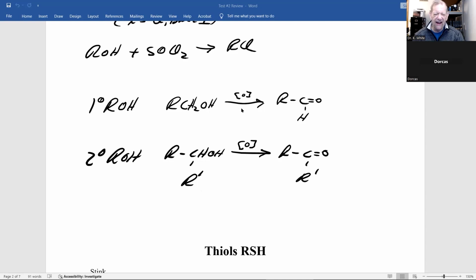And this O in a bracket is a general way organic chemists denote oxidation. I'm not asking you to learn the different oxidation reagents like potassium permanganate, potassium dichromate, and there are others. I'll just use that. Now, if you take a secondary alcohol and oxidize it, same thing happens. You lose a hydrogen here, form a carbon-oxygen double bond. In this case, you get a ketone.